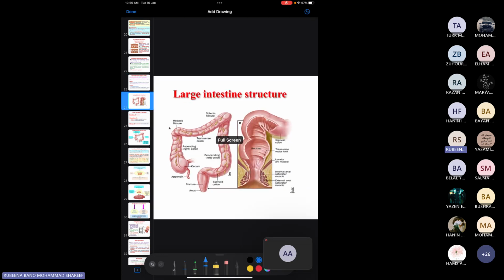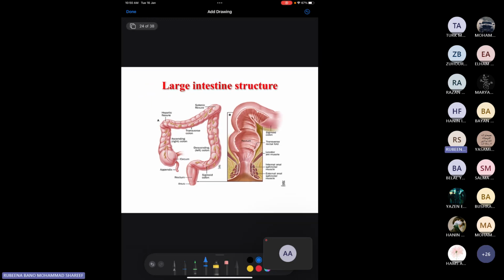Now about the large intestine. The small intestine has three parts: duodenum, jejunum, and ileum. This is the last part of the ileum, which ends where? In the cecum. From the cecum, the large intestine starts. And here there is the ileocecal valve to prevent the backflow of the undigested food, or you can say the feces. Then this cecum goes in the upward direction. That's why it is called the ascending colon.